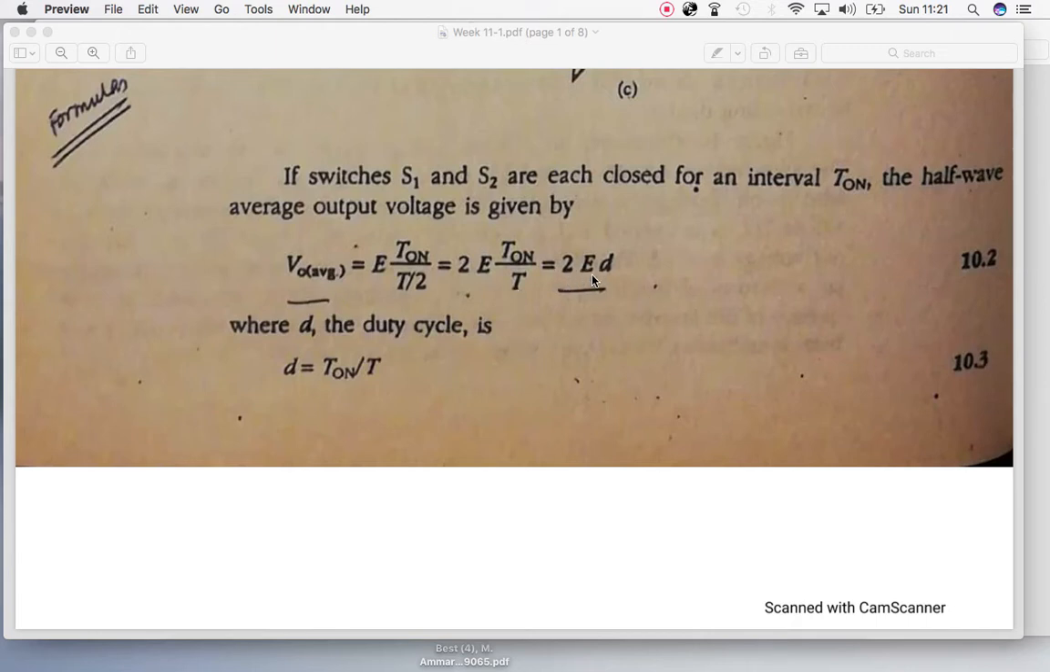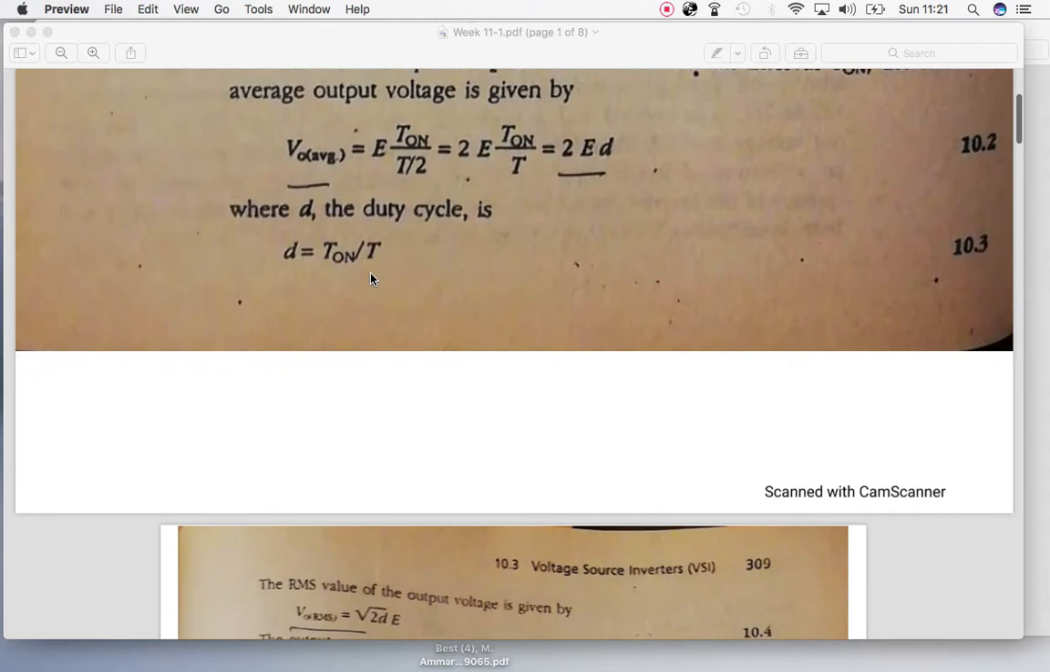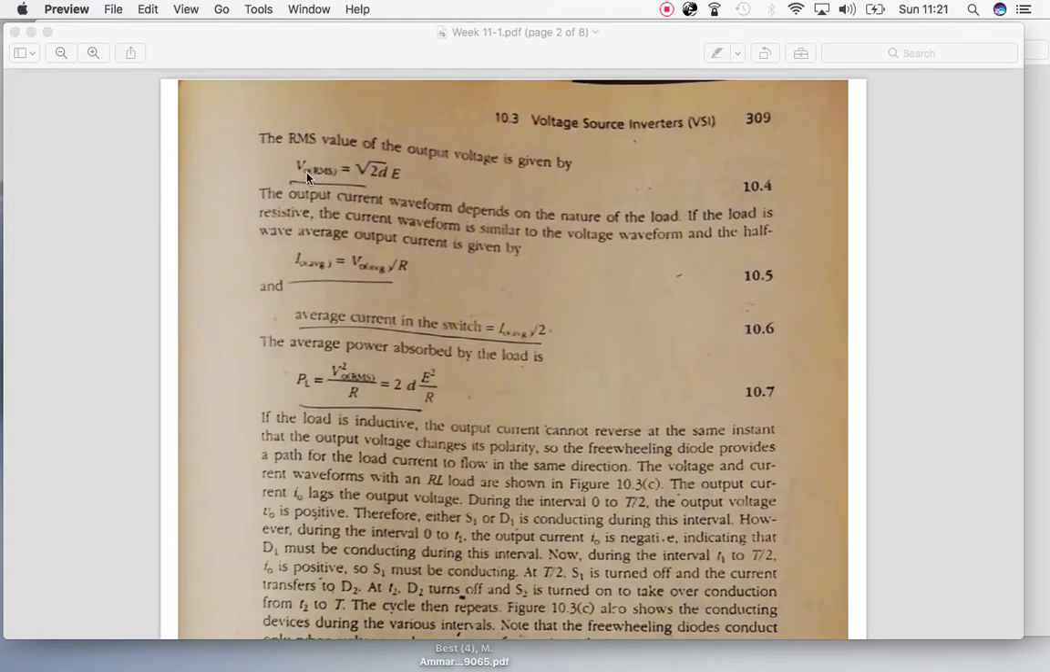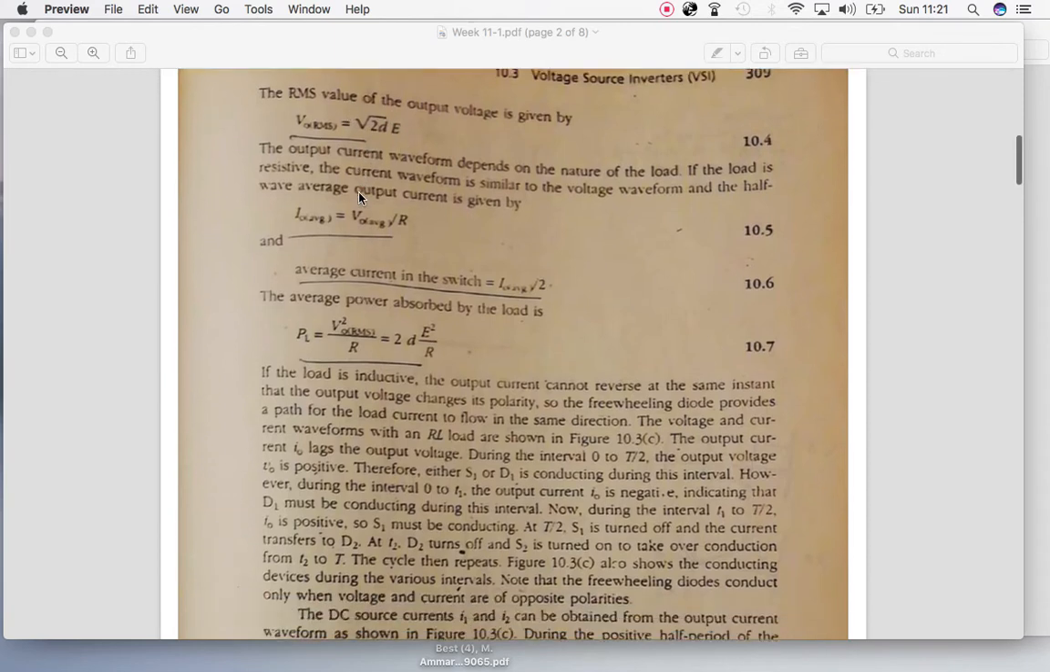formula. We already know the duty cycle formula, which is D is equal to T on by T, and we have another formula. In the previous formula we calculated the average output voltage, and in order to calculate the RMS voltage we have this formula, in which we have the duty cycle and the input DC voltage, and then we have this relation by which we are getting that result.